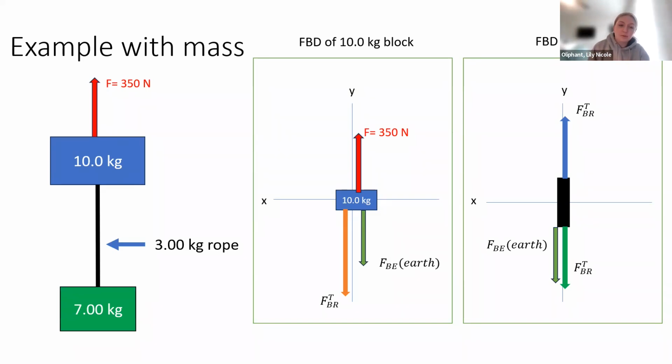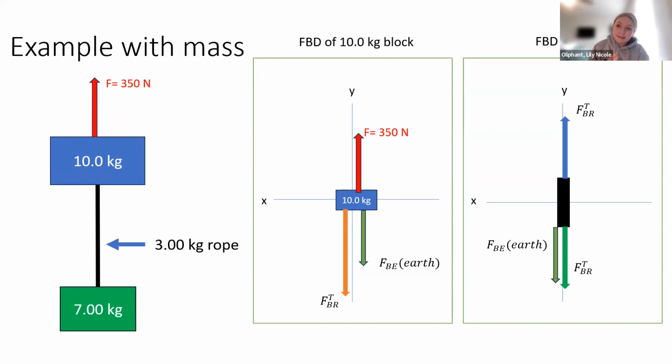On the left here, we're given a diagram of two blocks, one with a mass of 10 kilograms and one with a mass of 7 kilograms, hanging together by a string that is 7 kilograms in weight. So this is a problem where the rope has mass. We also know that there's an applied force of 350 newtons pulling upwards. I have shown the free body diagram of the block and the free body diagram of the rope.